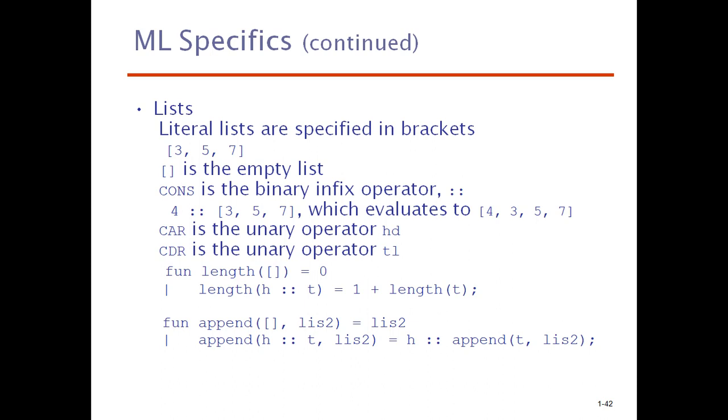CAR is the unary operator hd. CDR is the unary operator tl. That means head and tail. In Scheme, CONS, CAR, and CDR are functions. The same thing in ML uses the double colon operator for CONS. In the place of CAR you use hd, which represents head, and in place of CDR you use tl, that is tail.